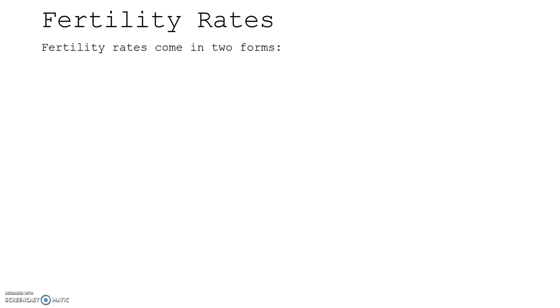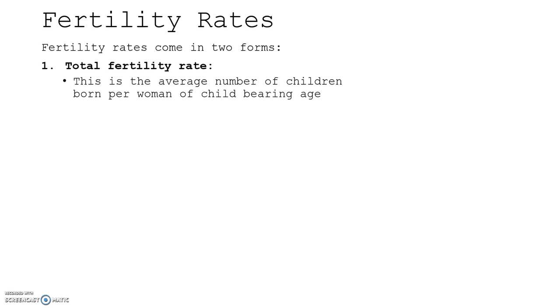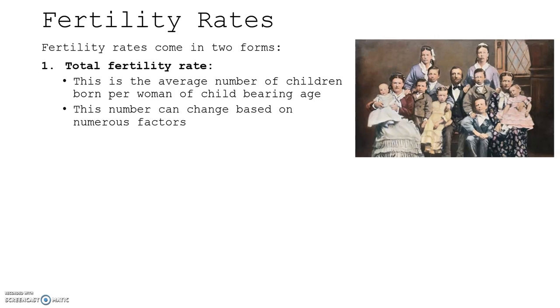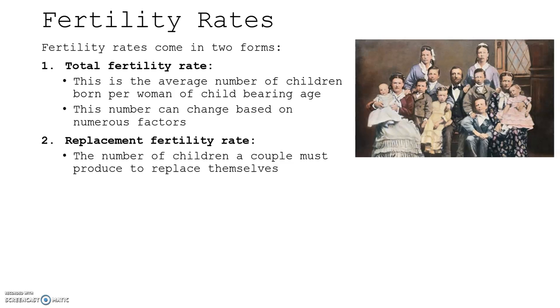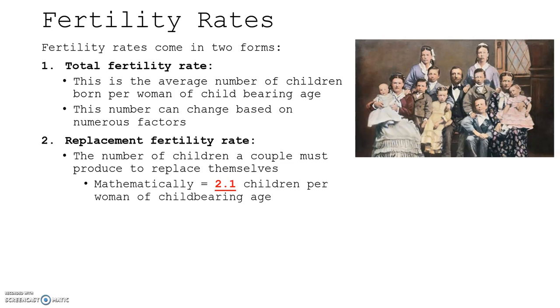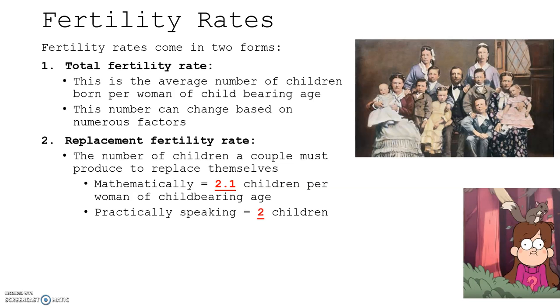Fertility rates. Fertility rates come in two forms. We have total fertility rate. This is the average number of children born per woman of childbearing age. This number can change based on numerous factors. And then we have replacement fertility rate, the number of children a couple must produce to replace themselves. Mathematically, 2.1 children per woman of childbearing age.